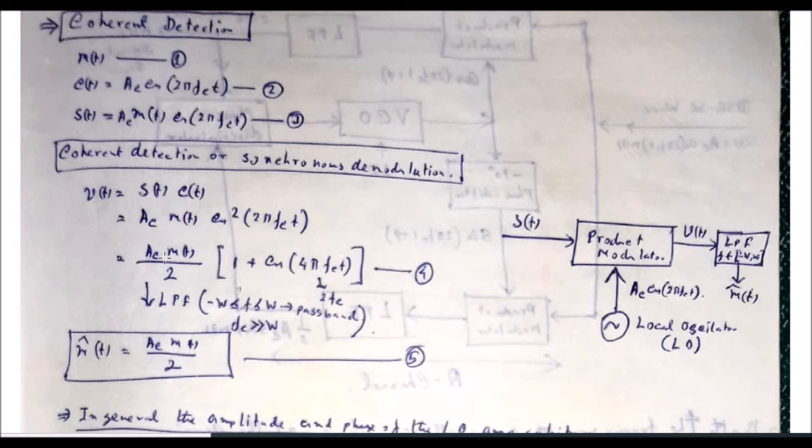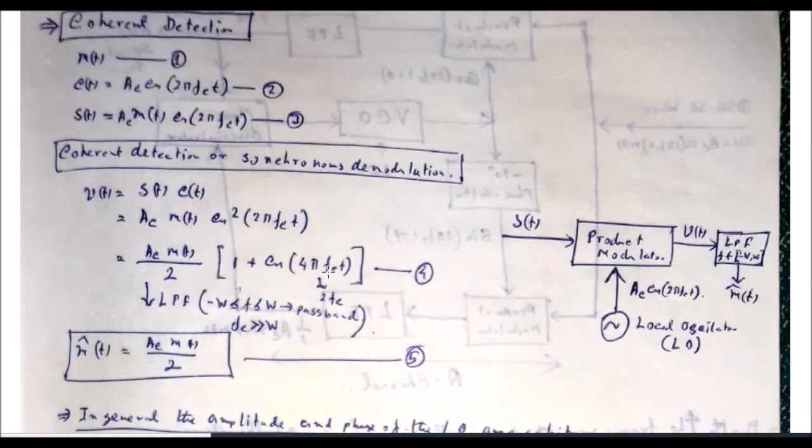The first term is Ac m(t) by 2. So it is nothing but the scaled version of the message signal, is it not? This one is m(t) multiplied by Ac by 2, so it is proportional to the message signal. That is the first term. The second term is this one multiplied by cos of 4 pi fct. That means this term is nothing but a cosinusoidal waveform having the frequency of 2 fc.